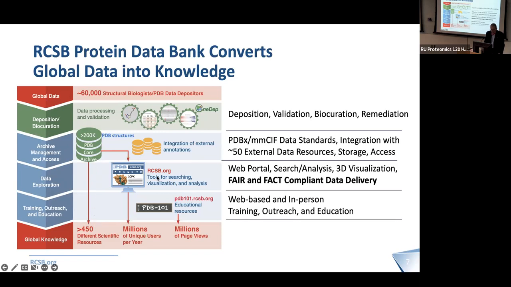Here at Rutgers, we have two websites, a research-focused RCSB.org, which serves many millions of users around the world. Thus far, we've been able to document utilization of RCSB.org in more than 200 sovereign countries recognized by the United Nations. We also have a training, education, and outreach data resource, PDB101.RCSB.org, which last year provided literally millions of page views.